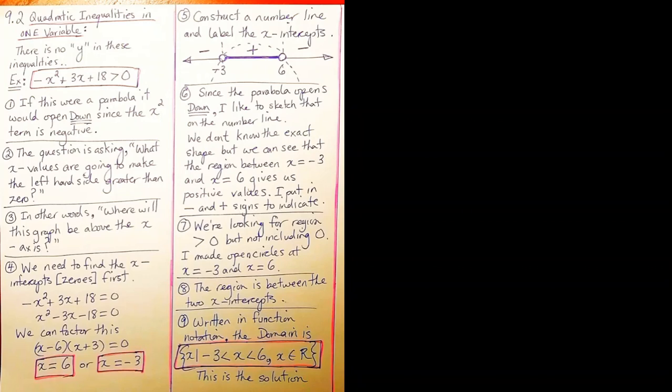So the only thing we need to do now is write down the domain in set notation. You can see down at the bottom here in step 9, I've got x such that -3 is less than x, less than 6. So all of the x values that are sandwiched between -3 and 6, but not including -3 and 6, those are the solutions. And then you just have to stipulate that the x's are all real numbers, and you're done.